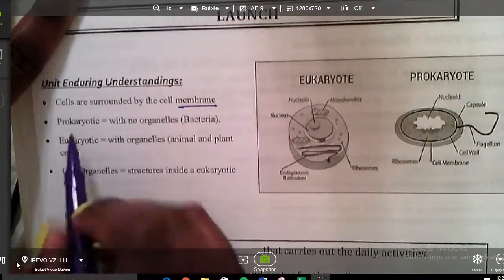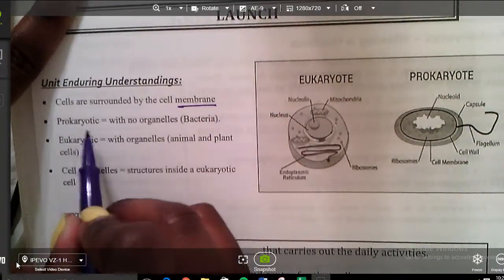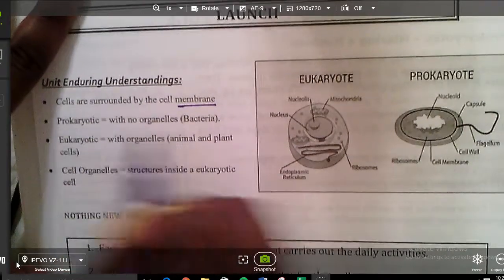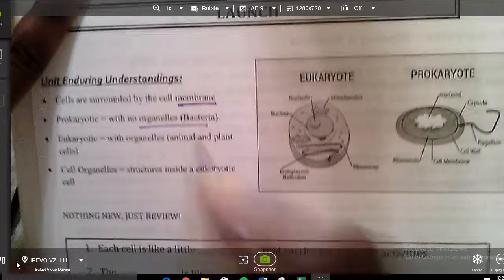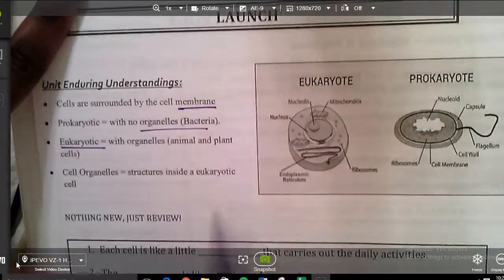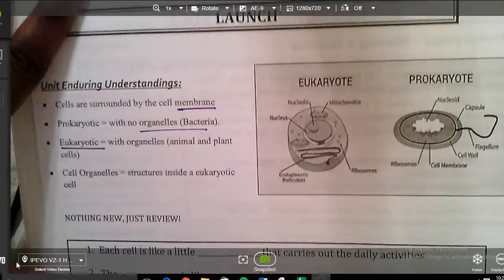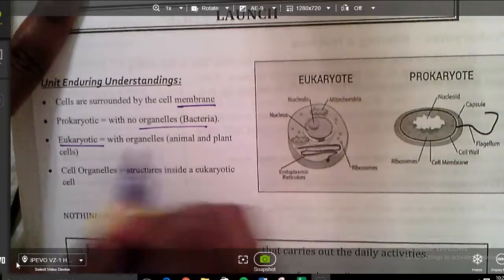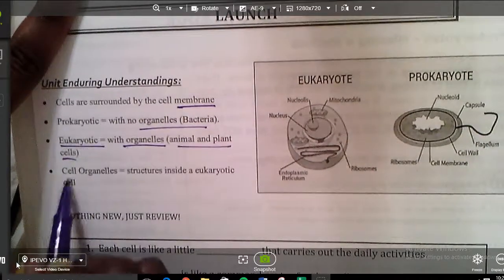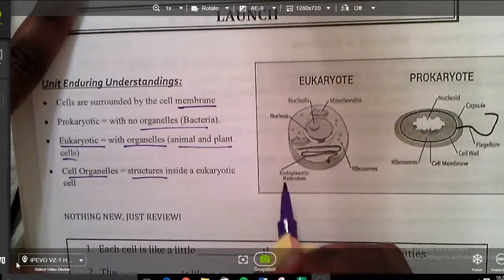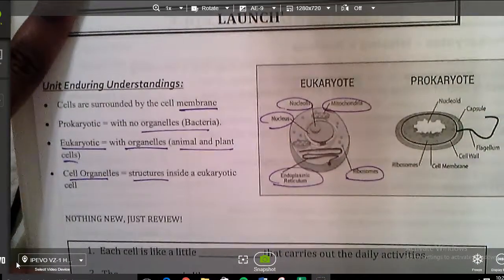Prokaryotic. Repeat that after me. Prokaryotic. Thank you. This means it has no organelles inside, and most prokaryotic organisms are just bacteria. Eukaryotic, say that word after me. Eukaryotic. Thank you. This means that it does include organelles, and these are found in animal and plant cells. And then again, cell organelles are the structures inside. So these are the organelles inside the eukaryotic cell.